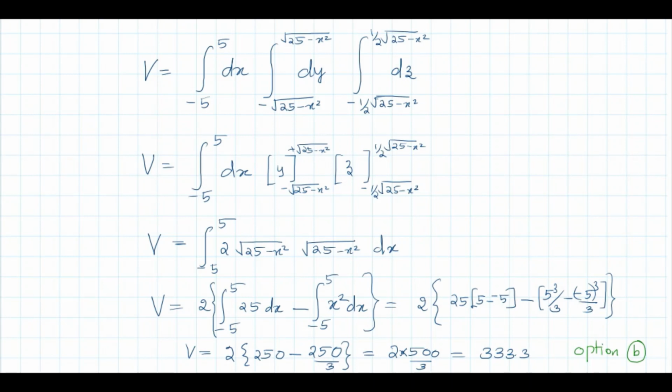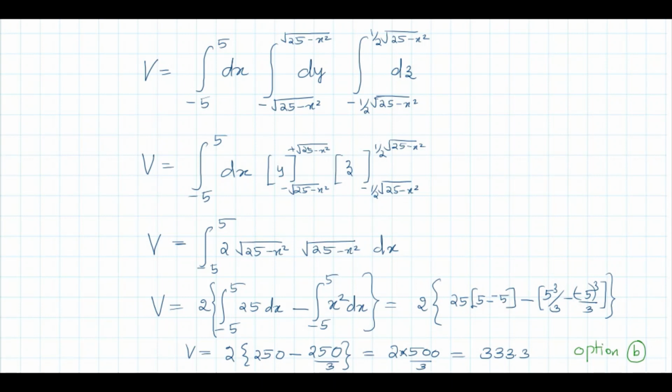So I will get V equal to integral minus 5 to 5 dx, integral minus root 25 minus x square to root 25 minus x square dy, integral minus half root 25 minus x square to half root 25 minus x square dz. Integral dz is z, put the limits. Integral dy is y, put the limits. Since this contains x, we have to wait for the integration in x. Substituting these limits, you will get 2 into square root 25 minus x square. Substituting these limits, you will get root 25 minus x square into dx.